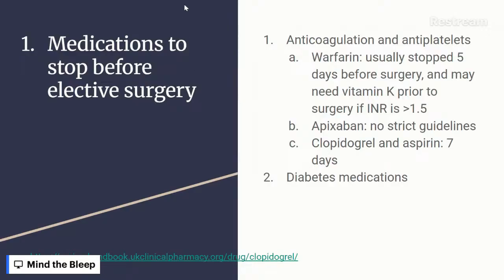Things like antiplatelet medications like clopidogrel and aspirin, typically you need to stop them 7 days in advance. Apixaban, again, there's no strict guidelines as such, and it varies from trust to trust. So the best thing is just to ask your registrar or your senior on the ward what the expected approach to take is for apixaban or indeed any other form of DOACs.